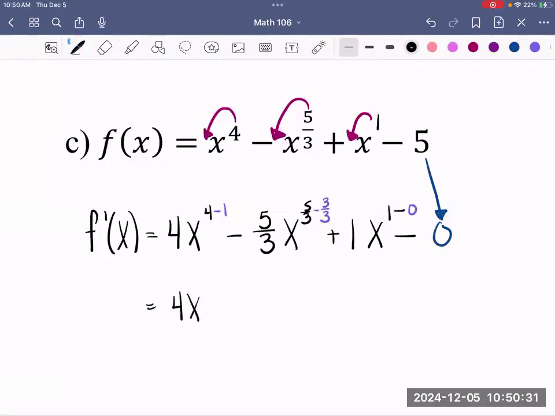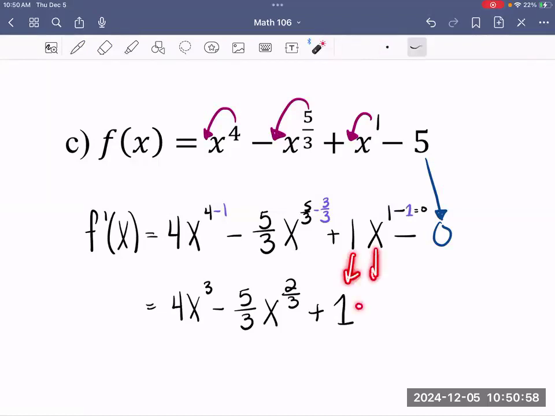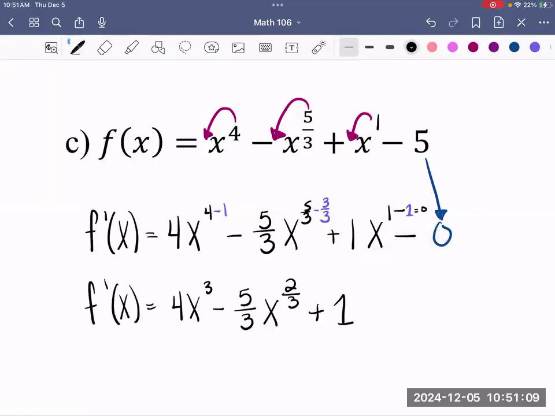We get 4x cubed minus 5 over 3, x, let's see, 5 minus 3, that's 2 over 3. And then we have x to the, oops, I kind of wrote that too quickly. Should be 1. 1 minus 1 is 0. Anything to the 0 power is 1. So this 1 drops multiplied by the 1 that the x would come out to be. So it's just 1. And we can go ahead and eliminate the 0. So this should be your final answer for the f prime.